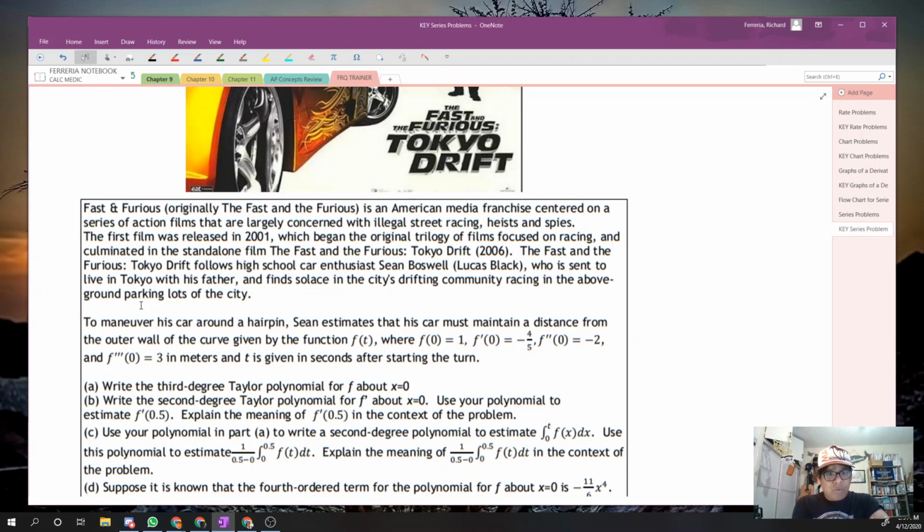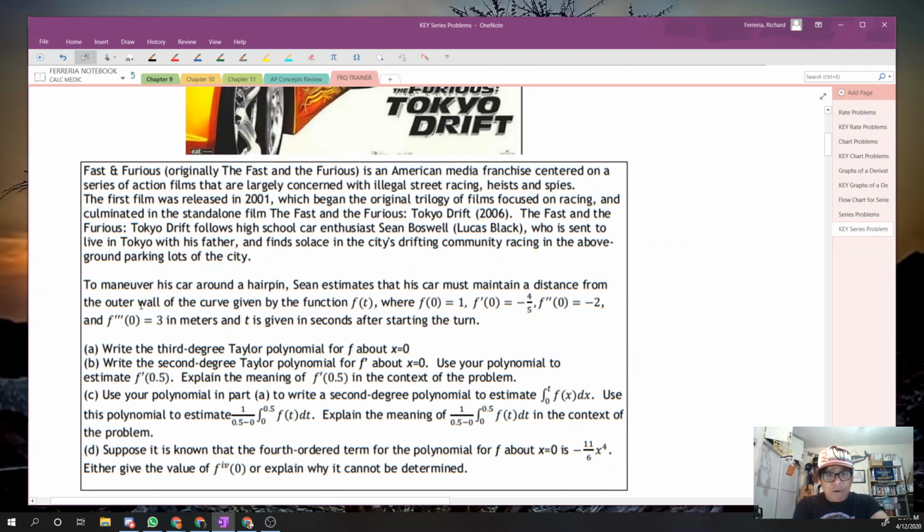So part A, you're going to write a third degree Taylor polynomial. Part B, write a second degree Taylor polynomial for f prime, and you're going to use that polynomial to estimate f prime at 0.5. Also, you're going to explain that in context. Part C, you're going to write a second degree polynomial to estimate the integral. You're going to use that integral to estimate some other quantity which involves an integral and a quotient. And then you're going to explain that in the meaning of the problem. And finally, let's say that we know the fourth order term of the polynomial. Can we figure out the fourth order derivative evaluated at 0?